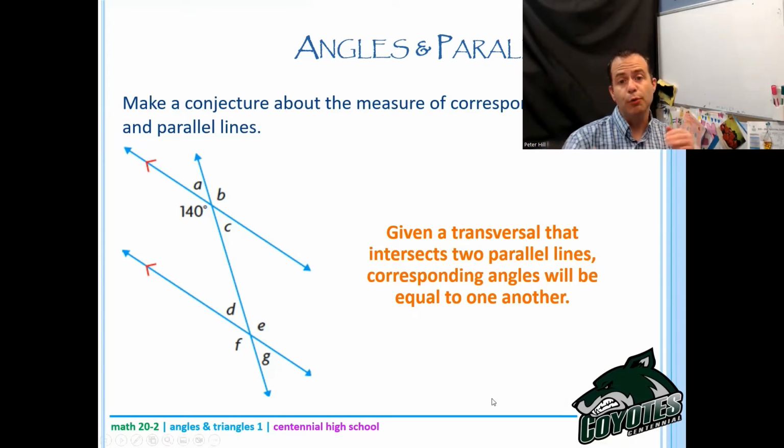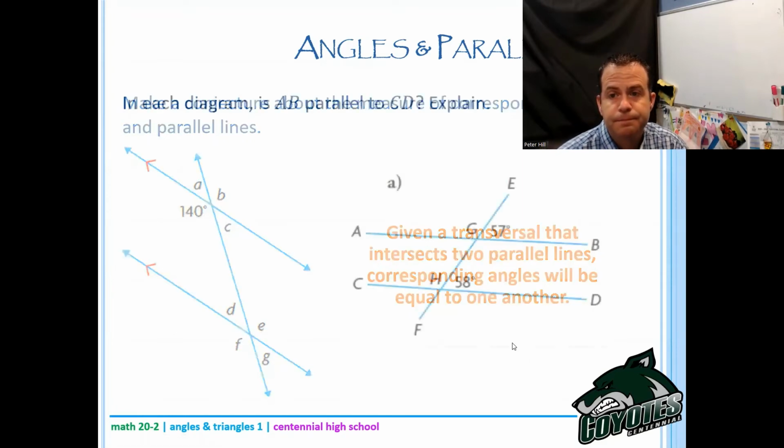Now, we can go both ways with that. We can see that corresponding angles are equal and therefore conclude that the lines are parallel, or we can see that the lines are parallel and then therefore conclude that corresponding angles have to be equal. We can use them in both different ways, okay?